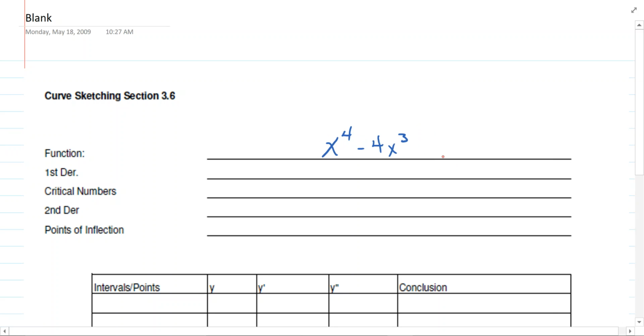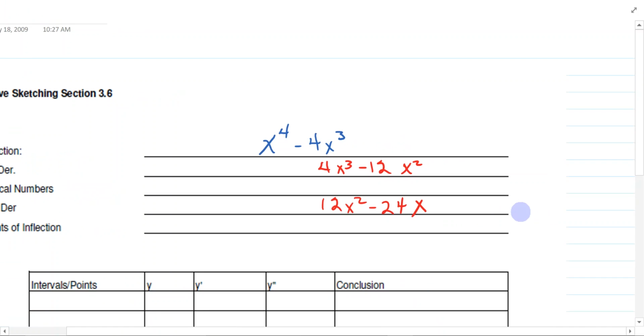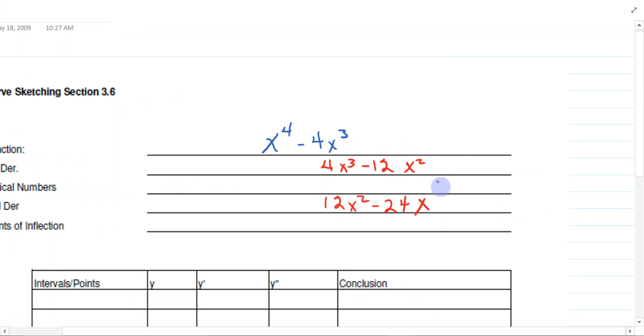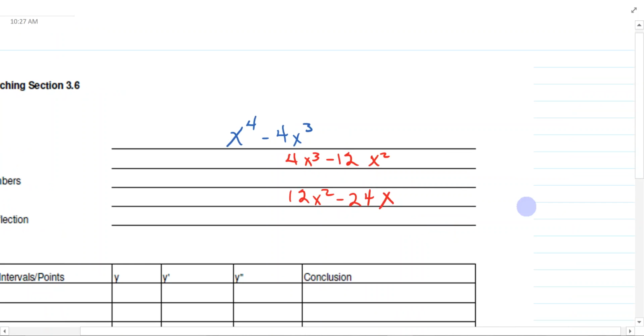And of course, the first derivative is going to be 4x cubed minus 12x squared. And the second derivative from there is going to be 12x squared minus 24x. All right, from that point, we want to be able to fill in our critical numbers here, which comes from setting the first derivative equal to 0, and the point of inflection here, which comes from setting the second derivative.